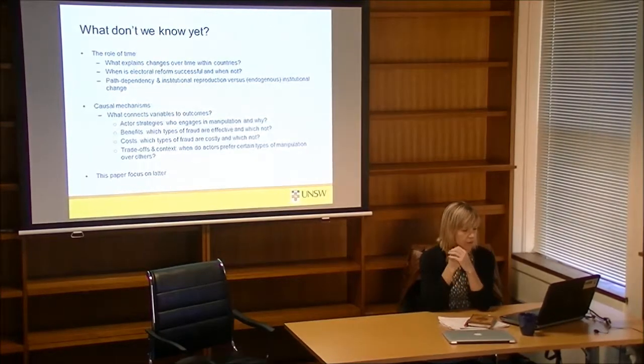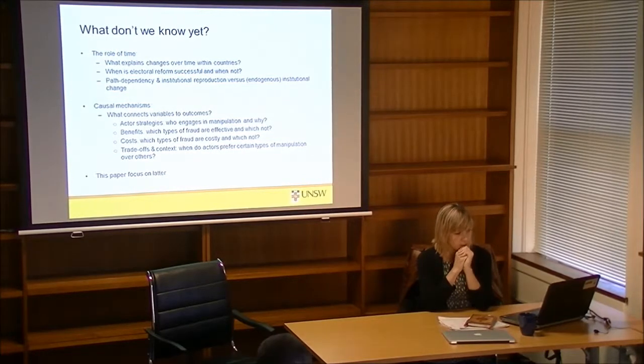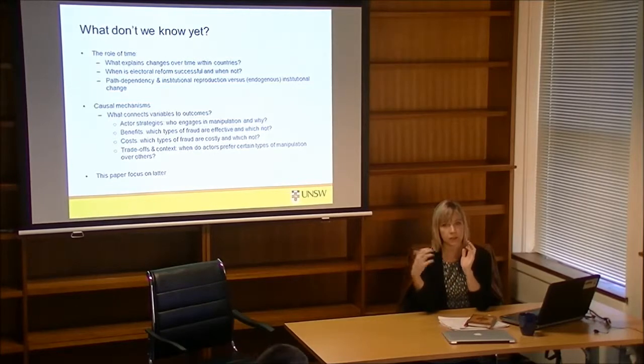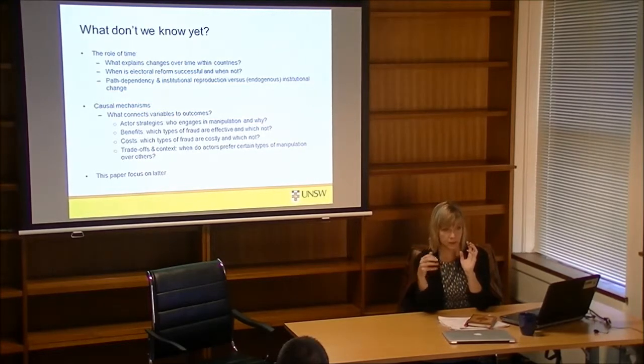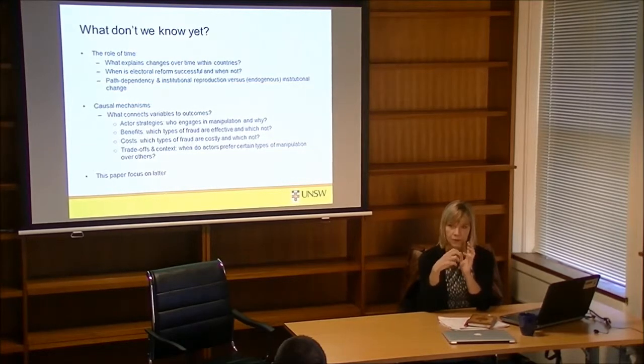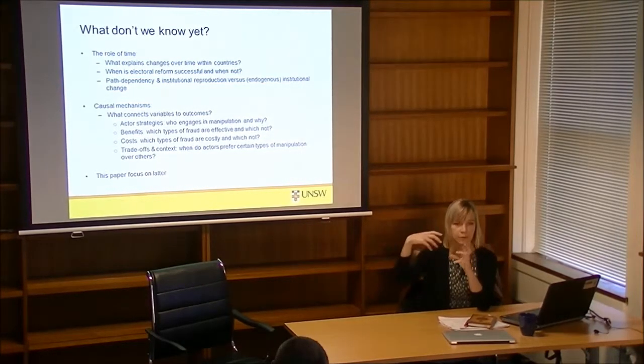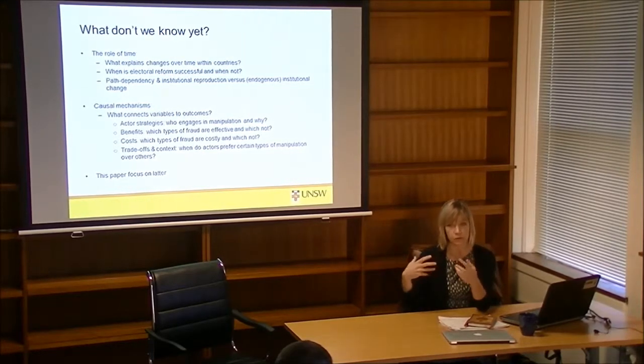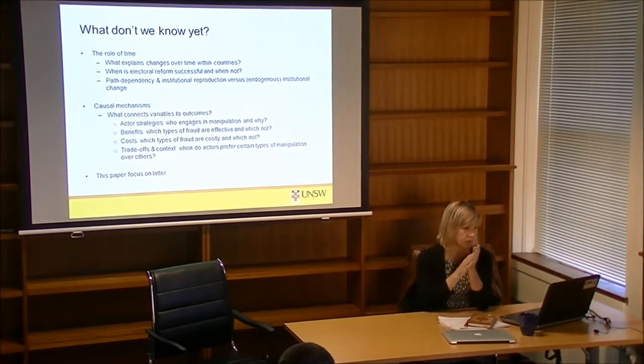But what we don't know yet are two questions, and that is the role of time. We don't know how, within countries, elections improve or deteriorate. So what caused Venezuela to backslide? It started with the elections, but there's other institutions to study there as well. And what caused a country like El Salvador to slowly improve over time? If we know that, presumably, we know those factors that contribute to changes over time within countries, we'll get a better grasp at what really are the crucial causal factors that we need to tackle to strengthen election integrity.